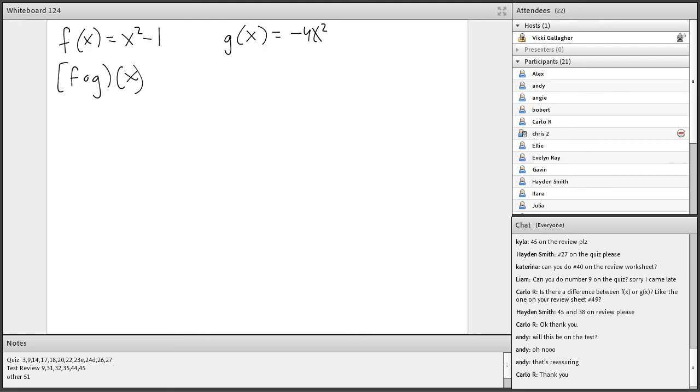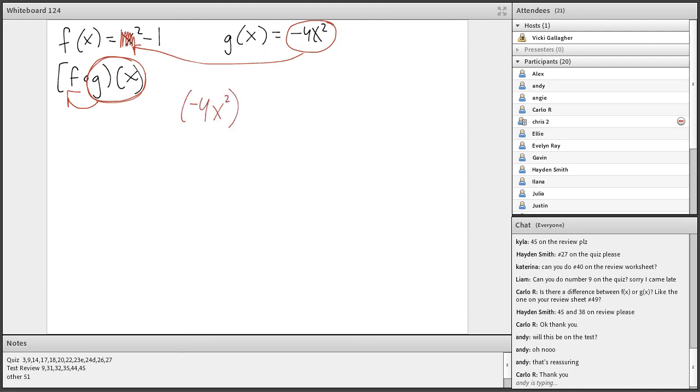Okay, so I'm going to take my g function, which is this one, and plug it into my f function. So I'm going to put it right here: negative 4x squared. And then that was being squared, so I'm going to put a square out here, minus 1.